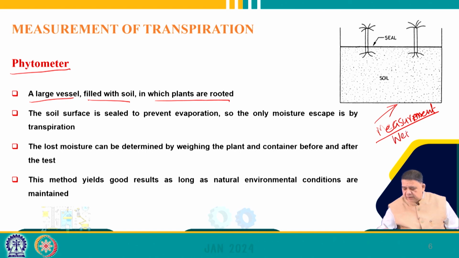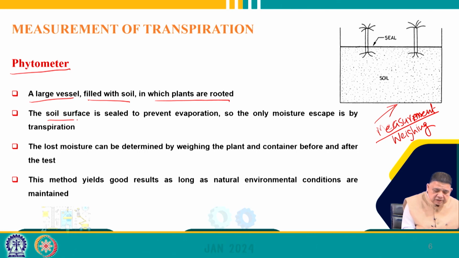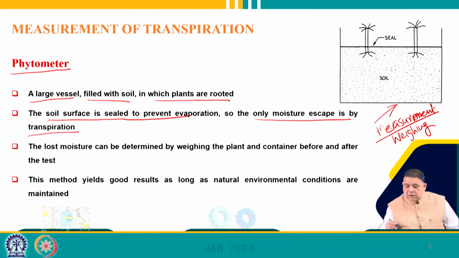The measurement could be of weighing type, where some kind of weight measurement is possible. The soil surface is sealed to prevent evaporation, so that the only moisture escape is by transpiration. We put the plants in this soil, irrigate, and then seal the surface completely. That simply means we are stopping the evaporation taking place from this vessel, so the only loss of water is through transpiration, that means through the plant system.